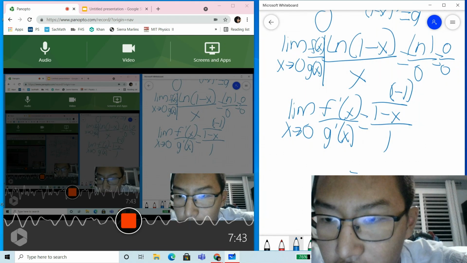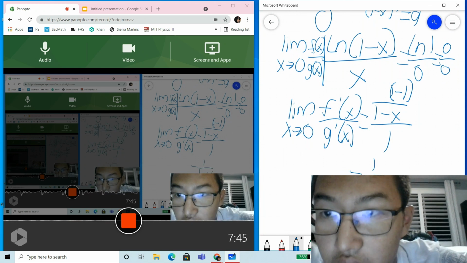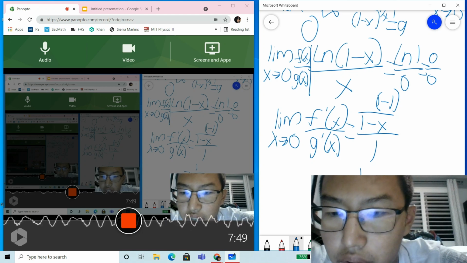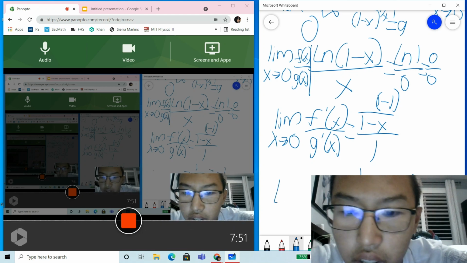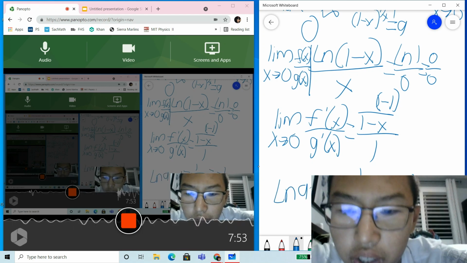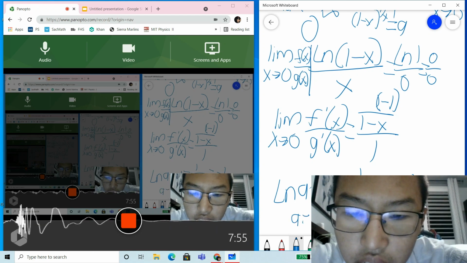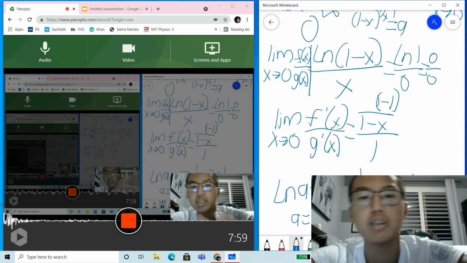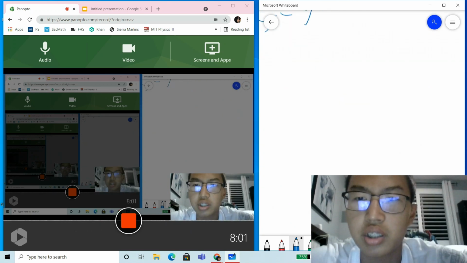And let's see what we get. Negative 1 over 1 minus x. Plug in 0, so we get negative 1. So ln of a is negative 1. That means a is e to the negative 1, or 1 over e. And right there, we got our solution.